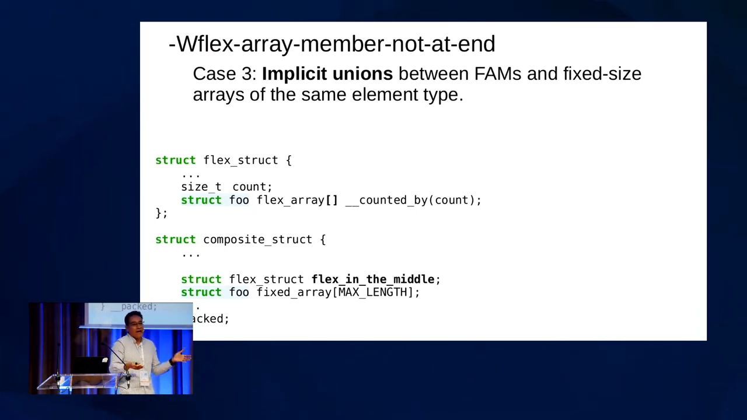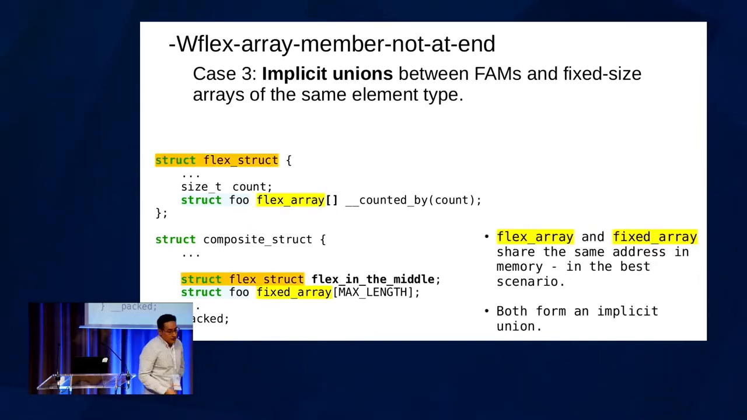So they don't have to allocate heap space for that. They upfront just paste a fixed size array of the size they need, and then they have enough space to iterate from the flexible array member over the fixed size array. So this is an implicit union. In the best scenario, this is an implicit union.